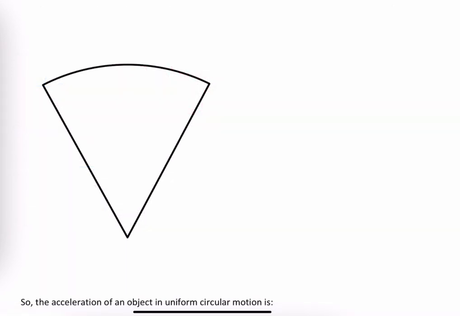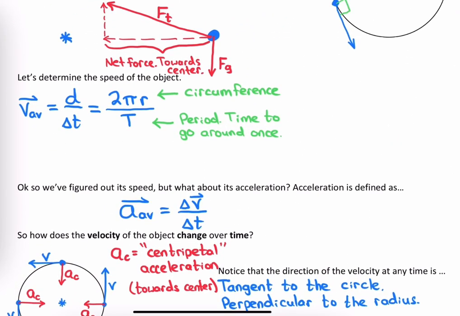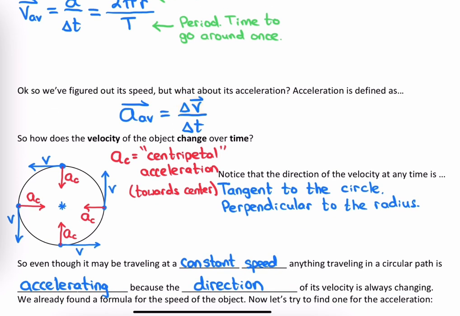So our end goal here is to come up with a formula that allows us to calculate the acceleration of an object in uniform circular motion. Remember, we already came up with a formula that let us calculate the speed. That's this guy here. And then we decided that the acceleration is always change in velocity over change in time. So we started talking about, okay, what does the change in velocity look like? And that's when we came up with this diagram here, seeing how the change in velocity was always towards the center of the circle.